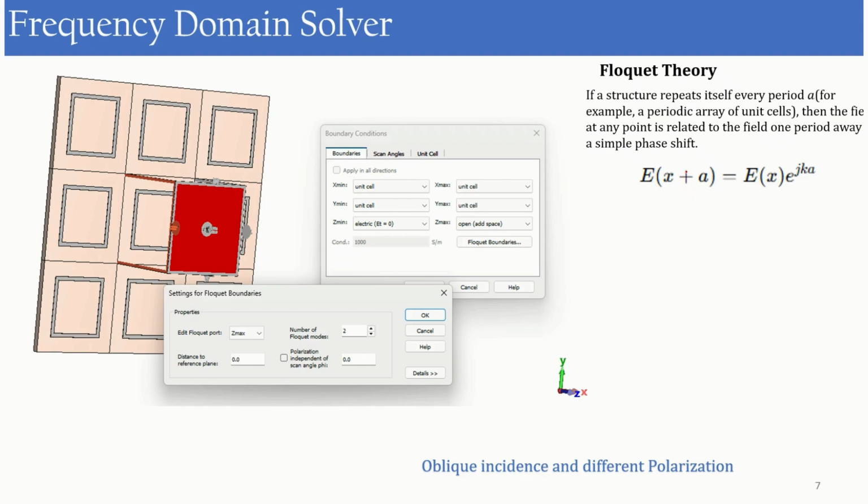In this case, the structure is not inside any waveguide. We are considering a plane wave excitation on this structure. For this we use the boundary condition unit cell, and you can use the Floquet boundary condition. Using the Floquet boundary condition, we can provide two modes here. The first mode represents the TE mode, where the electric field is oriented in this direction, and the second mode will be along the x-axis in this direction. So we can have both polarization results using the frequency domain solver.